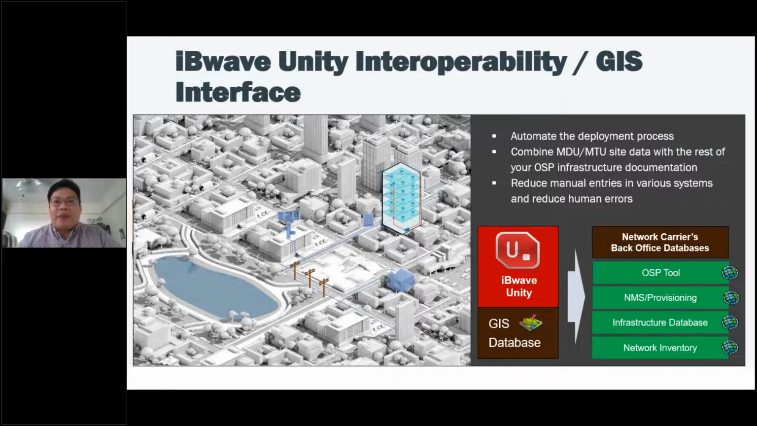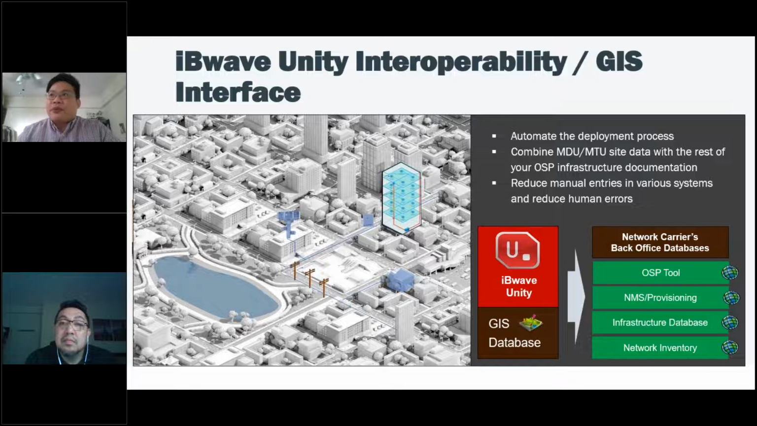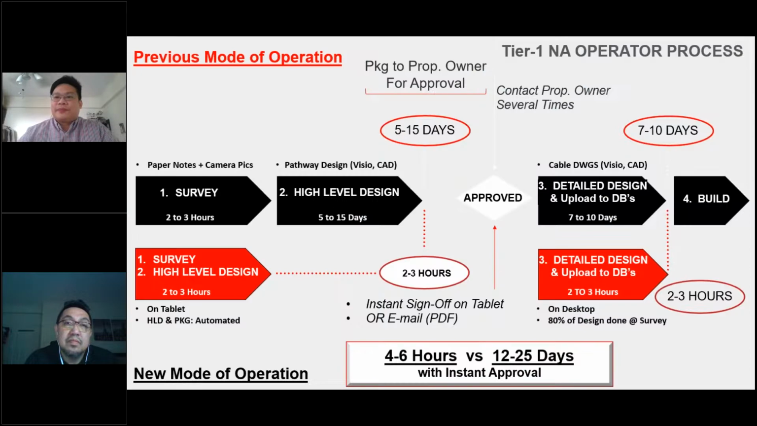So next, I will pass back to Carl to explain the entire process and operation, and how to cut the process down from days to hours. Thank you very much. So as you can see on this slide, on the black blocks, you can see the previous mode of operation compared to the new mode of operation.